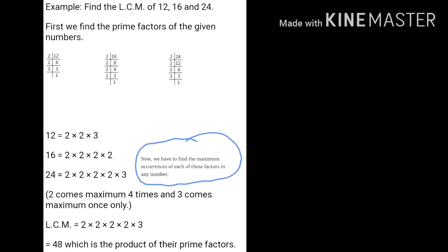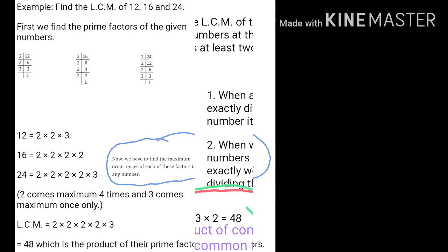3. So here we have to see the maximum occurrences of each of the factors in the numbers. Here we see that 2 comes maximum 4 times and 3 comes maximum once only. So what will be the LCM? LCM is 2 to the power 4 into 3, that is 2 into 2 into 2 into 2 into 3, which is equal to 48, which is the product of the prime factors.